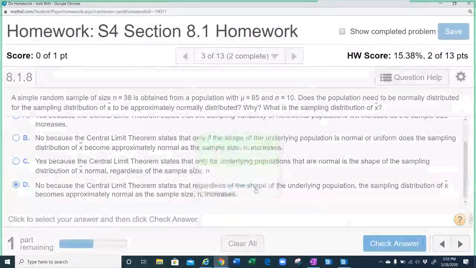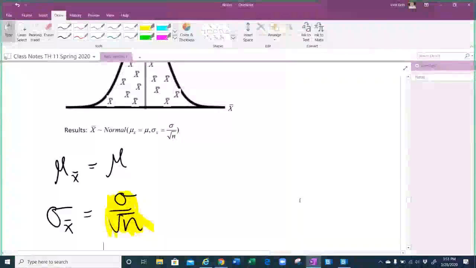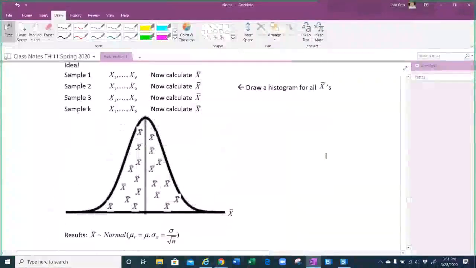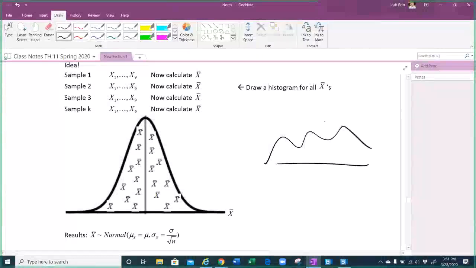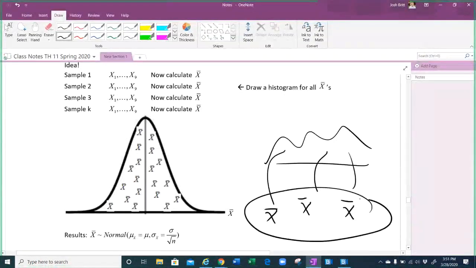All right, and so what that means basically is that it doesn't matter if you have a distribution something like this. If we sample from this distribution over and over and over again, and then plot a histogram for all of these x bars, then you're going to see that the histogram of all possible sample means is normal. And that's essentially what 8.1 is about.